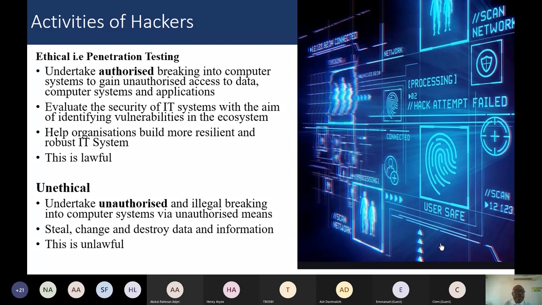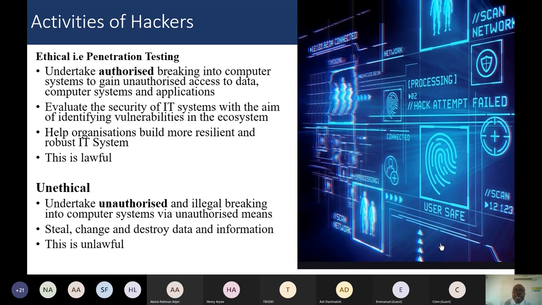So ethical hackers undertake, and I insist it is emphasized that it is authorized, breaking into computer systems to try to gain unauthorized access to data, computer systems and applications. They are employed and paid huge sums of money to see if they can gain unauthorized access to the company's network infrastructure, data, or whatever mission critical application is being run. They focus on evaluating the security of the IT systems with a view to identifying vulnerabilities in the ecosystem and then help the institutions build a more resilient and robust IT system and infrastructure. And this is lawful. You take certification and courses to attest to your competencies in the field of cybersecurity, and you make money out of it.